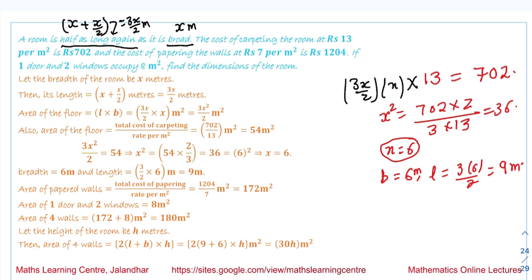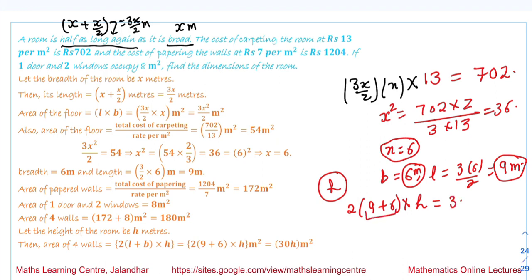Now we have to find the cost of papering the walls. So let the height of the room be h meters. We are saying the height of the room is h meter. So what is the total area of the walls that we have to calculate? So it will be 2 times L plus B. L plus B means we are talking about 9 plus 6 into H. This is the total area of the walls and this comes out to be 30H meter square.